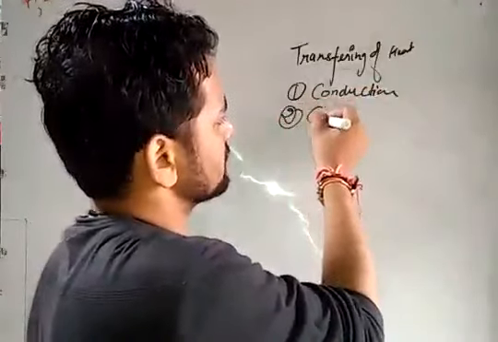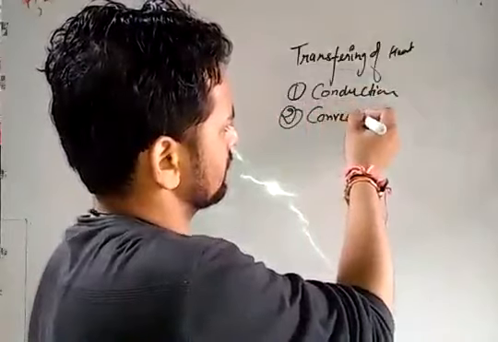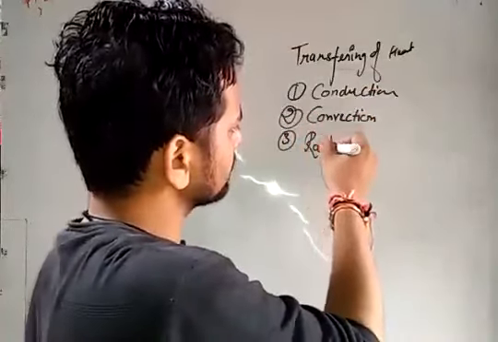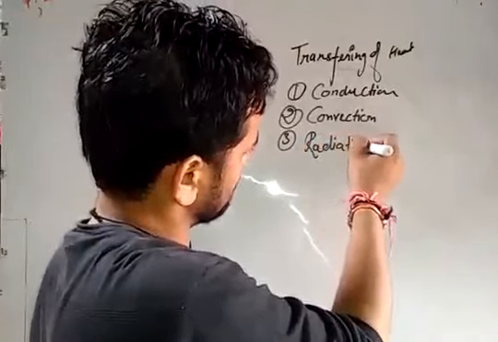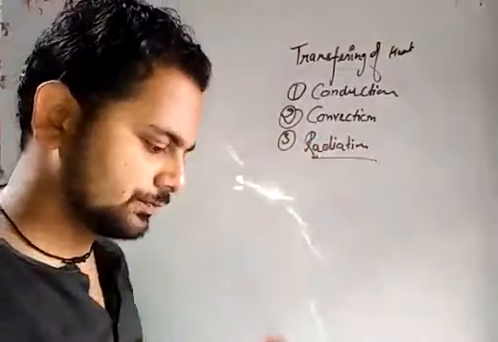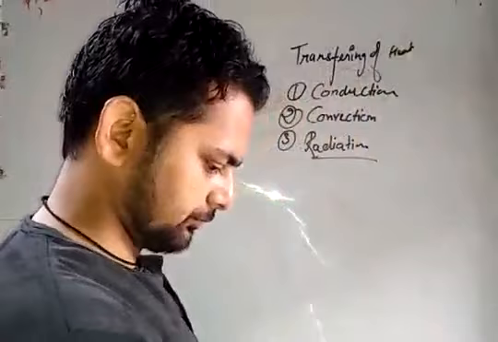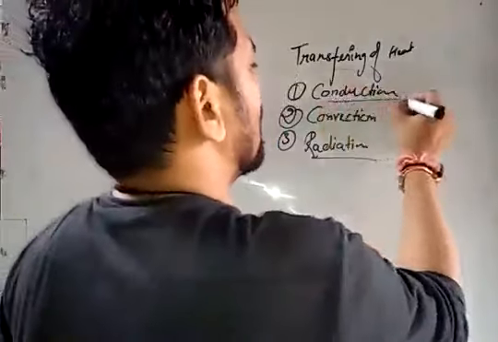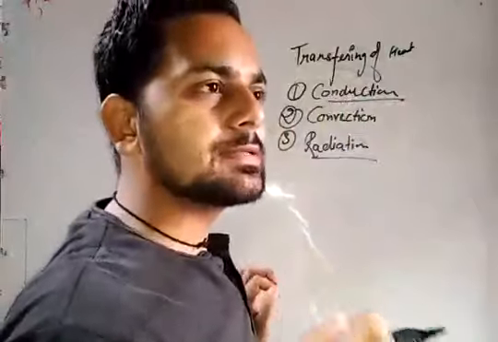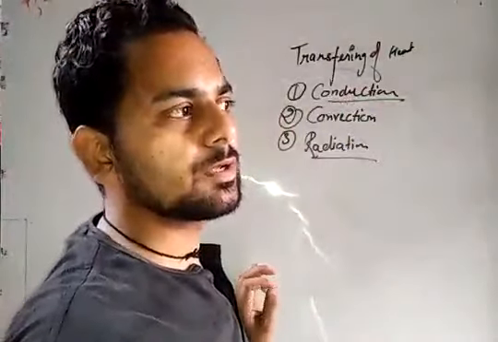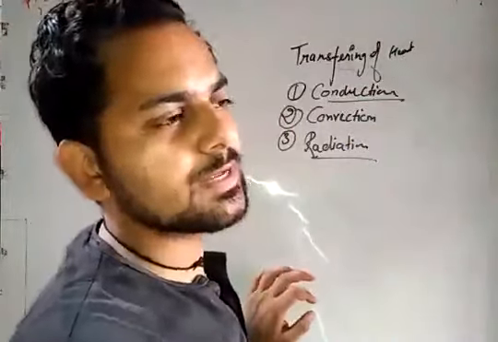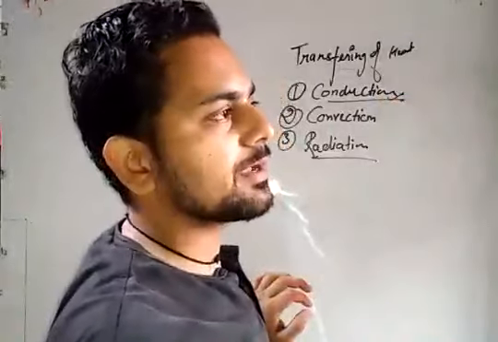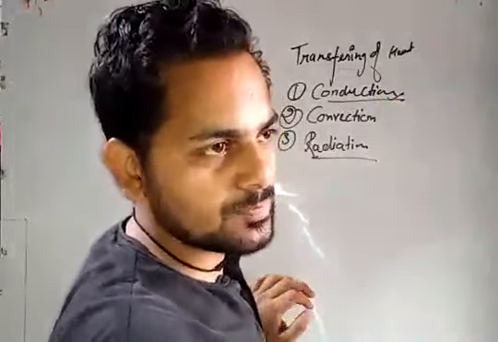Second is convection. Third is radiation. So a process in which the heat energy transfers from molecule to molecule in a solid object is known as the conduction process. It mostly occurs in solid objects.